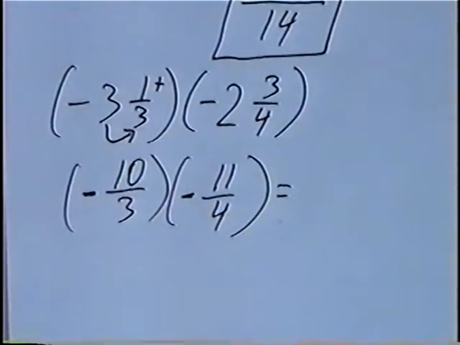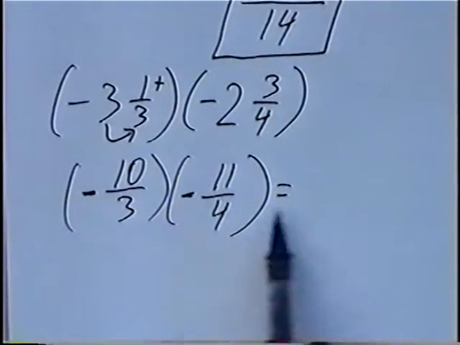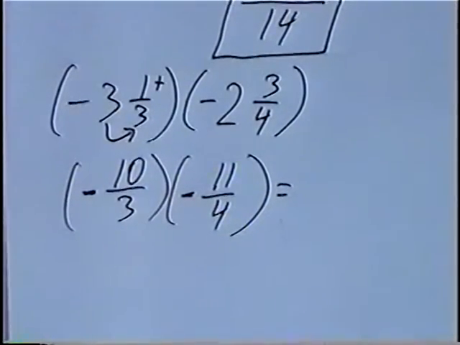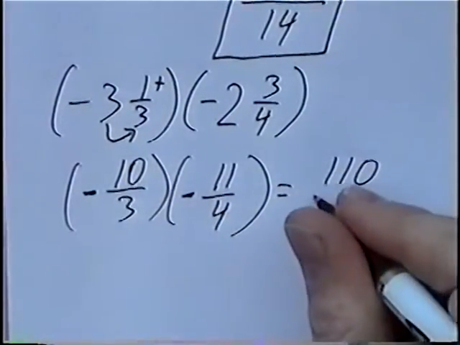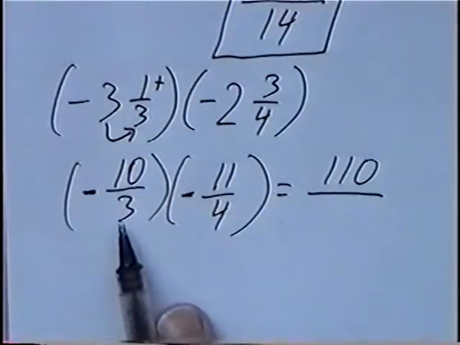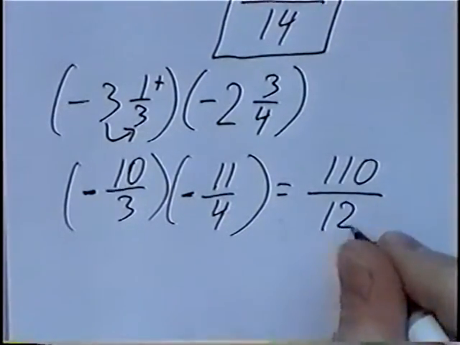When we have two fractions inside parentheses, we're still multiplying. Negative times a negative will give us a positive answer. Multiplying straight across, 10 times 11 will be 110, divided by 3 times 4 will be 12.